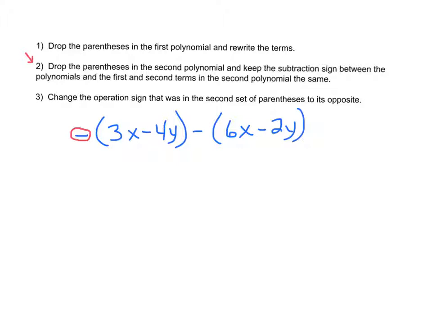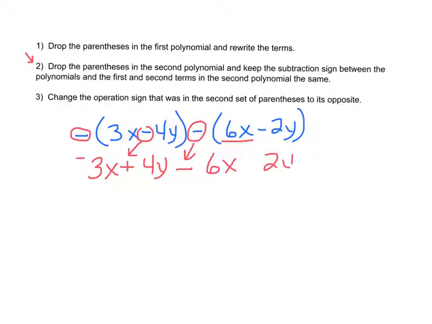So in order to do that, I am going to drop that set of parentheses, and it's going to be rewritten, but it's a negative 3x. The 4y stays the same, but the sign goes to its opposite. And then after that, that subtraction sign stays the same. The first number stayed the same. The 2y stays the same, but that subtraction sign goes to its opposite and becomes an addition sign.